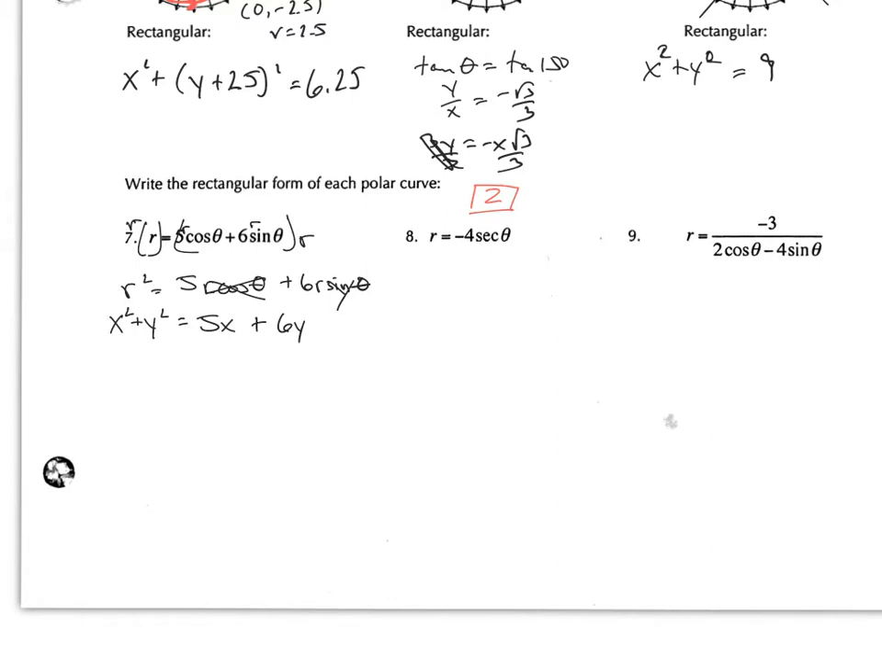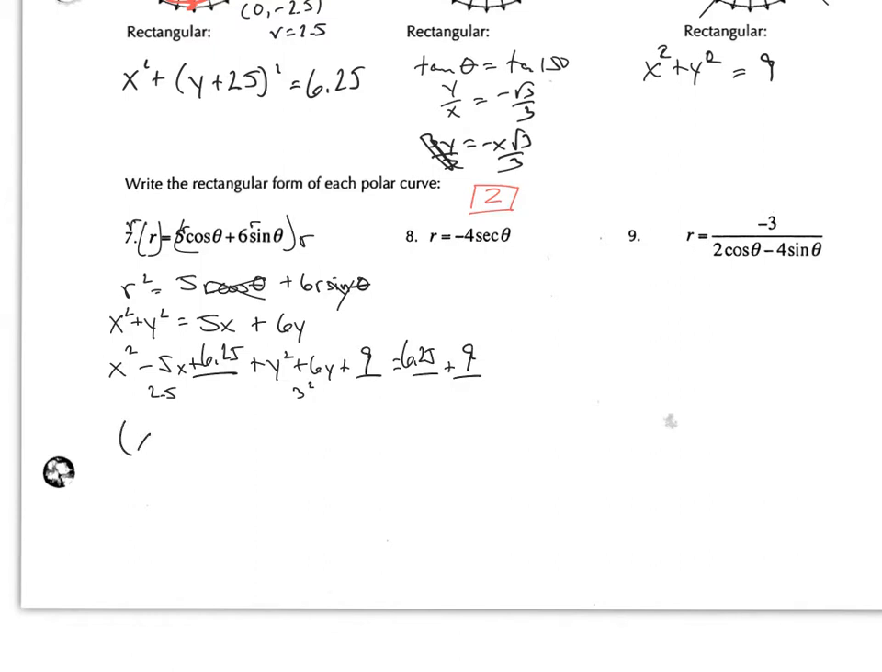So let's get the x family together. So x squared minus 5x will complete the square here. Then the y's would be y squared plus 6y, and of course you have to complete the square for them. And the other side is blank. Half of 5 is 2.5, or 5 over 2 if you'd rather do it as a fraction. So we're going to add 6.25 to both sides. Half of 6 is 3, 3 squared, of course, 9, and then add 9 to both sides.